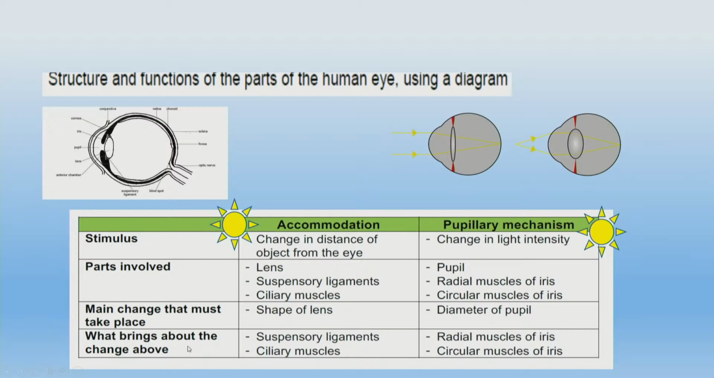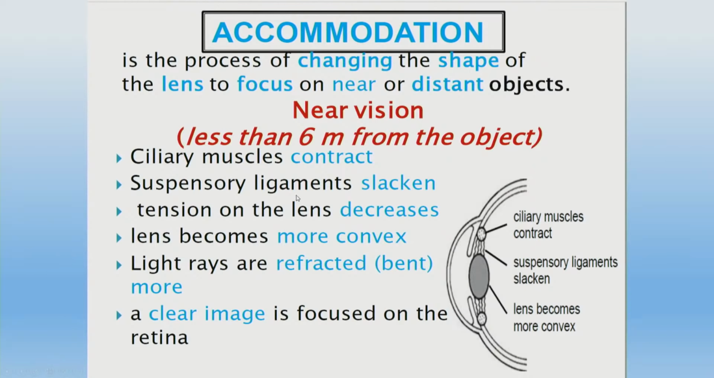And then what brings about the change above? It is the suspensory ligaments and ciliary muscles. And then on pupillary mechanism, it is radial muscles of the iris and circular muscles of the iris. So please make sure that you revise these things. Accommodation, you know that we have accommodation for near objects and for far objects, together with pupillary mechanism. Please just make sure that you drill these things, especially accommodation.